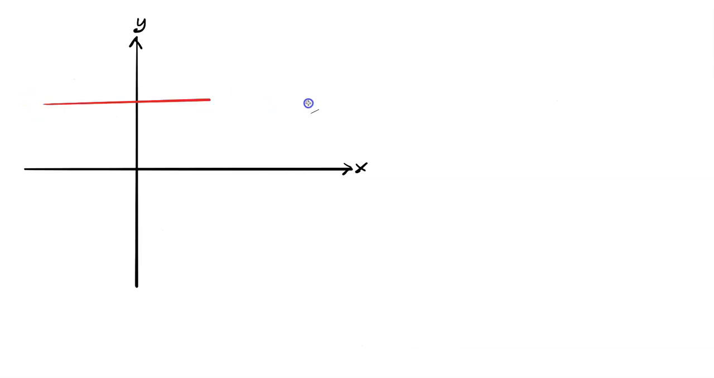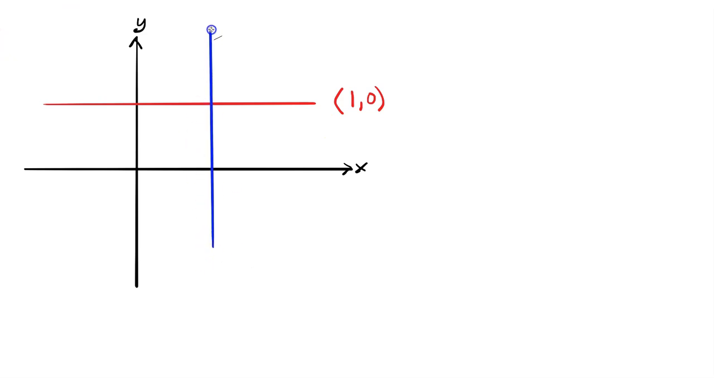If we have a horizontal line, then the directional vector of this one is (1, 0), since the slope of this one is 0. If we instead have a vertical line, then we know that this doesn't have a slope, or if it had a slope, the slope would be infinity. So we can't write it in this form like (1, a).